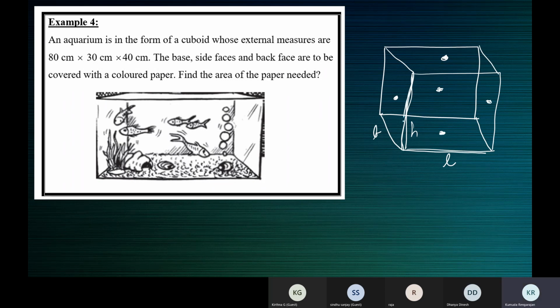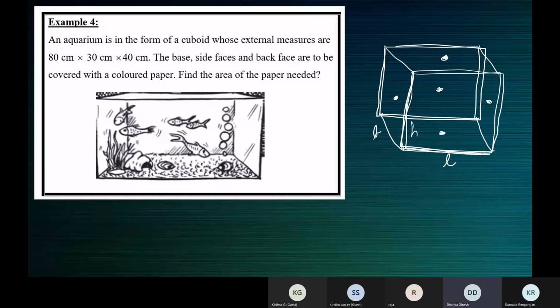This is the front face. Height and the breadth, ma'am. This is the back face. What are the dimensions of the front and the back face? Length into height. Yes or no?